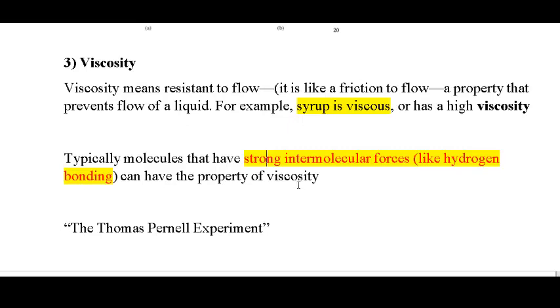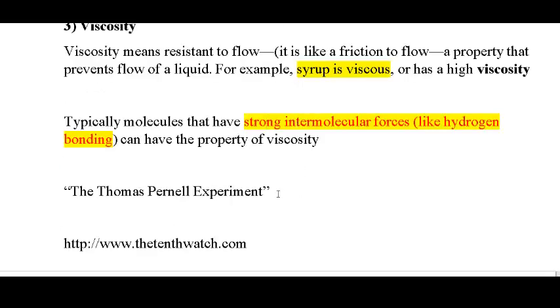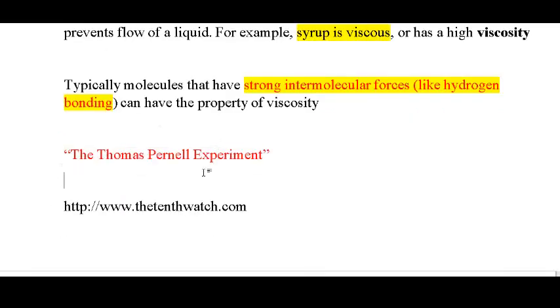So another molecule that has a lot of strong intermolecular forces is glycerol. It has 3 OH groups within the molecule, so there's a lot of hydrogen bonding potential there. So we would expect glycerol, which is a main component of antifreeze, to be viscous, and real life tells us that glycerol is very viscous in this very weird experiment known as the Thomas Pernell experiment. So this is probably the most viscous man-made substance.